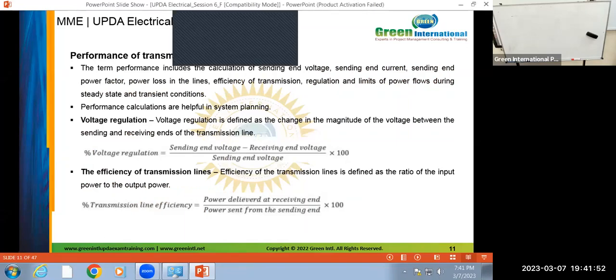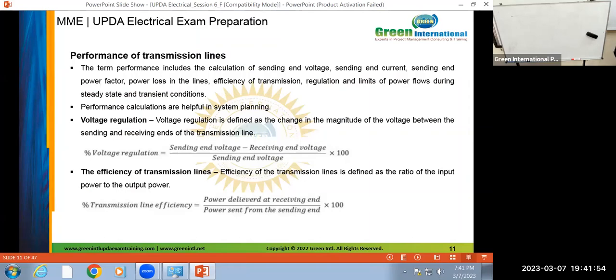In the transmission system, the output is electrical energy. In electrical energy, we calculate two things: one is the efficiency, another one is the regulation. So how do we find the efficiency? Efficiency is output power by input power. Here, what is the output power? The power at the receiving end. What is the input power? The power at the sending end. So the efficiency is equal to PR over PS.